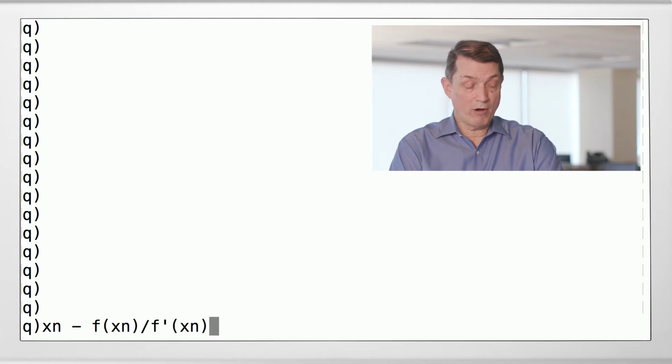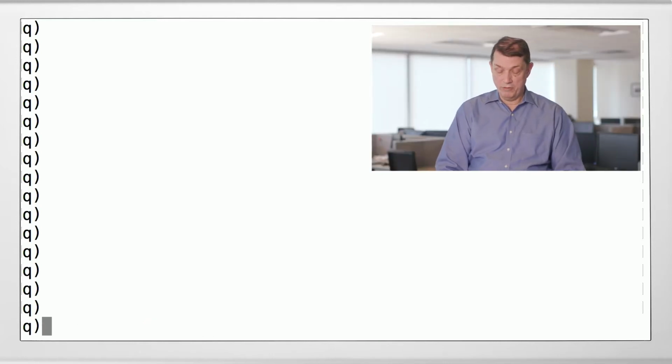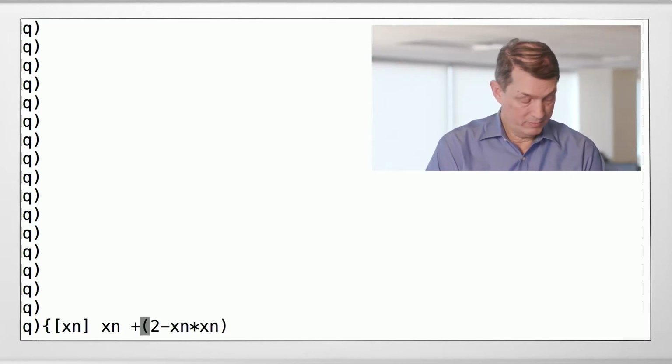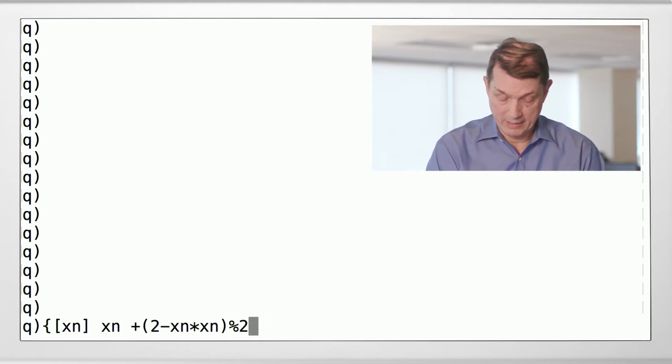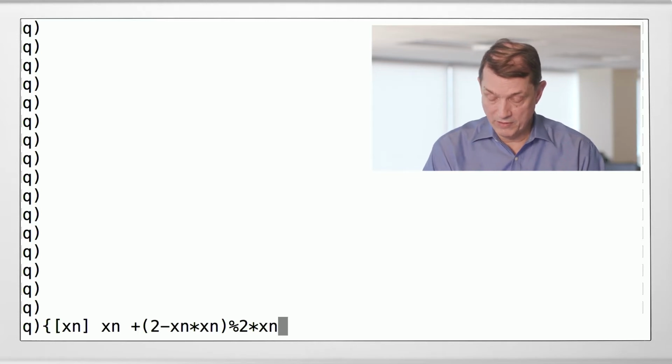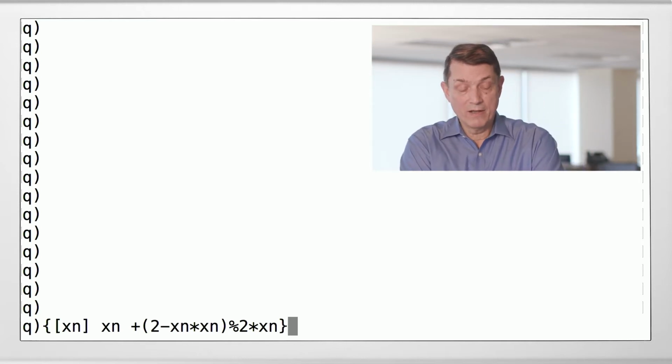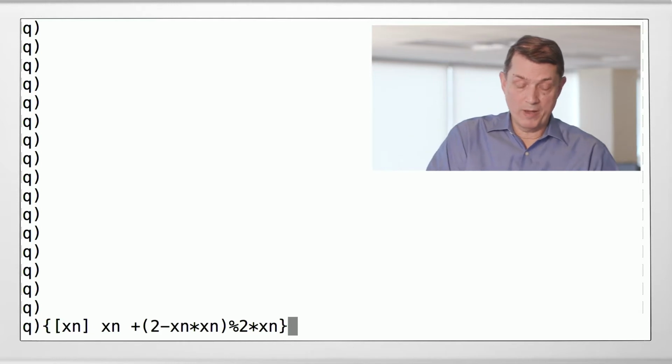All right, so in our case, we would want to write a function in q that says, I'm not going to use implicit parameters just to make it a little easier to read, if we have a guess, xn, then our next guess will be xn minus, I'm simplifying the mathematics after computing the derivative, 2 minus xn star xn divided by, remember, percent is divide, the derivative 2 times xn. All right, so this is a function that says, given a guess for the zero of the polynomial 2 minus x squared, this should be the next guess.